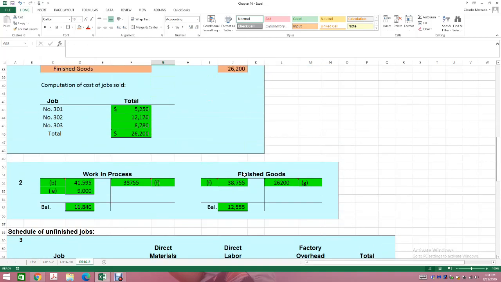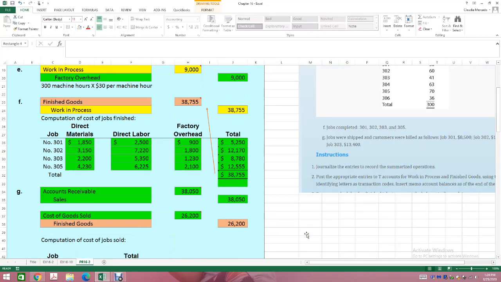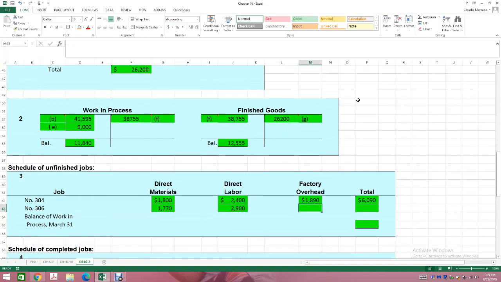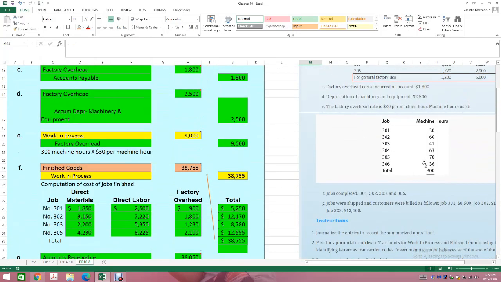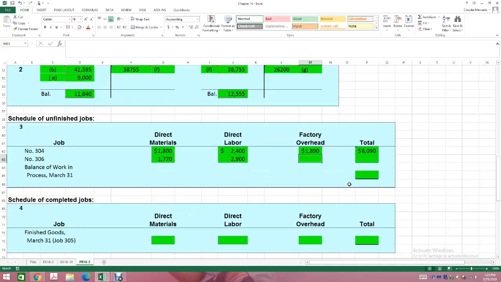Now the other job that we didn't finish was 306. So we spent $1,770 in materials and $2,900 in labor. Let's put that over here: $1,770 in materials, $2,900 in labor. How much did we spend on overhead? We're looking at job 306. So 306 had 36 hours. At $30 an hour, that's $1,080. We're going to add those together. That gives me $5,750.